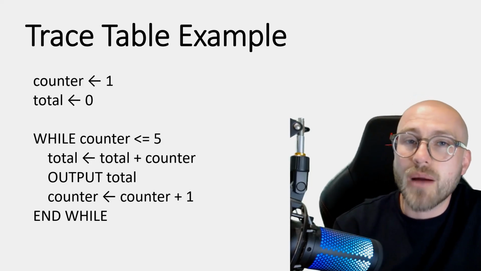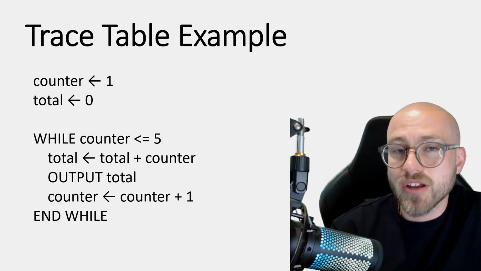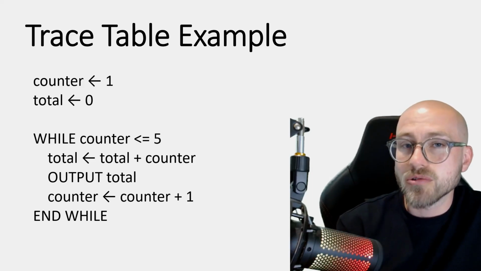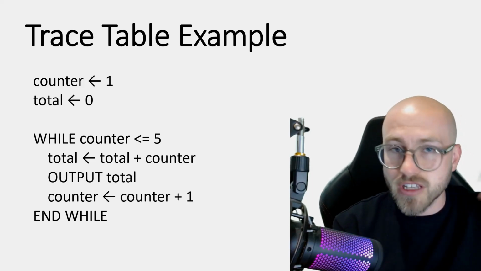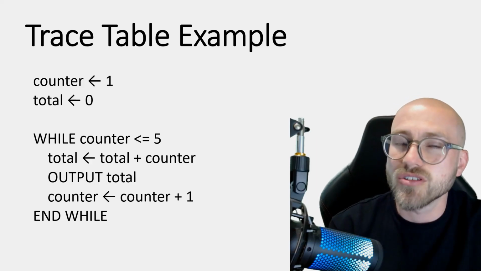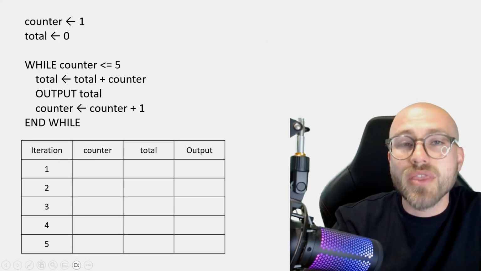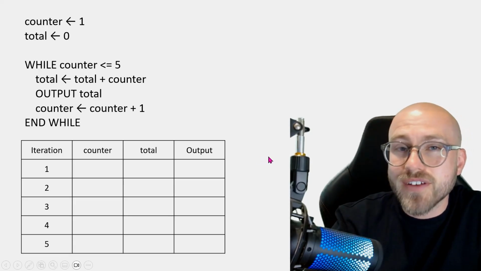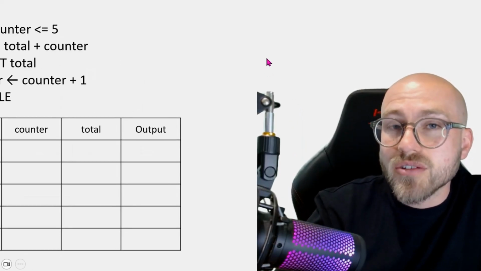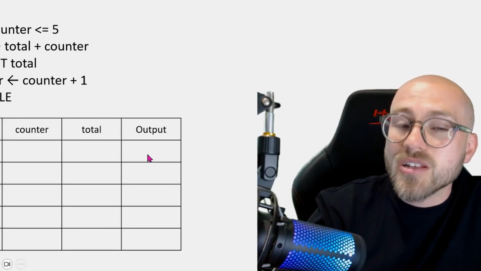As part of my loop, total is going to increase each time and it will output the total, which means it's going to show the user what currently the total is. Then we're going to add 1 onto the counter each time it loops. With that in mind, this is our trace table that we're going to fill in. It's just going to store all of the values of the variables along the way and what the output will be.